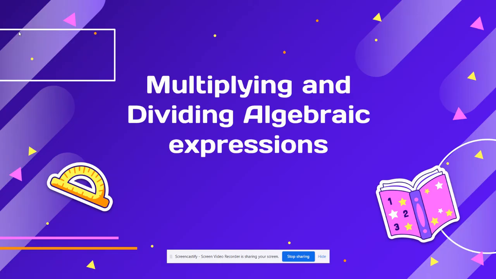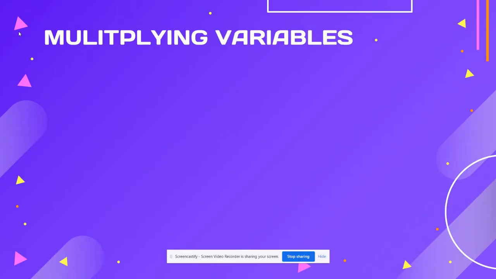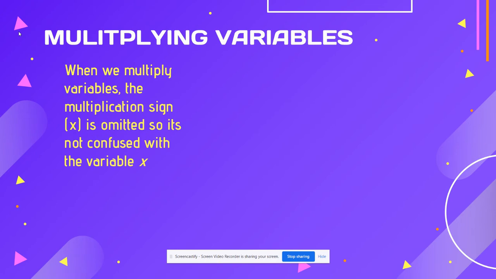Right, so we're looking at multiplying and dividing algebraic expressions. So we're looking at multiplying the variables. When we multiply the variables, we take away the multiplication sign, the times, so it's not confused with the variable x. I always like to say it's a shy one, we never see it. The multiplication sign actually smushes it, almost like you put them into a melting pot and you melt everything so it becomes all together and into one. And I'll show you what I mean.